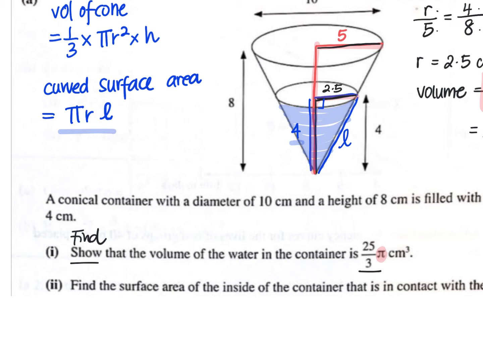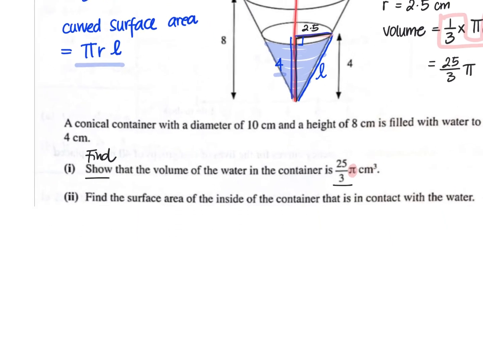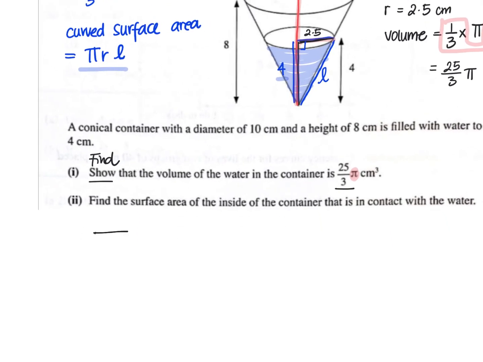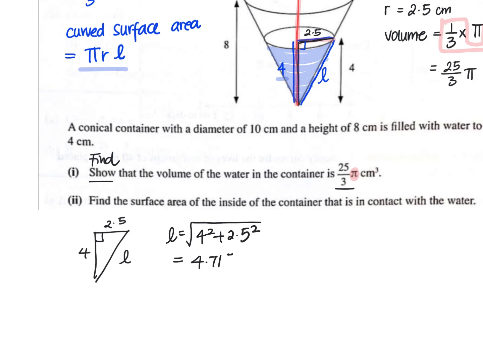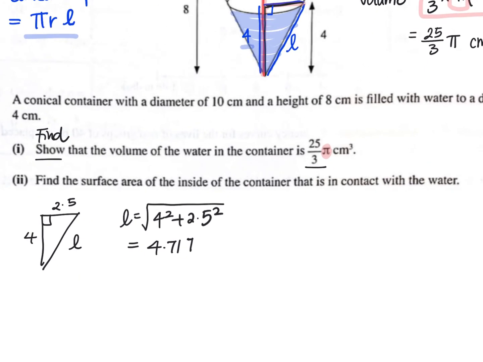And then we can use Pythagoras theorem to find the slant height, L. Using the right angle triangle, this is our slant height. The height here is 4, this is 2.5 cm. So slant height will be equal to, we are looking for the hypotenuse, so it's an addition. Square root of 4 squared plus 2.5 squared, and that gives me 4.7169. 4.717 will do. And now I'm going to use the formula to find the surface area that's in contact with water.